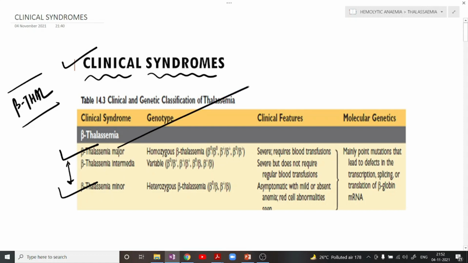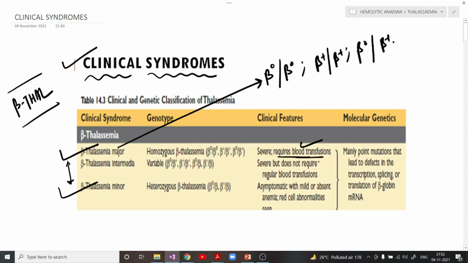Now this beta thalassemia major is a type of thalassemia which is dependent on blood transfusion for survival. Basically the genotype in this case is beta 0 beta 0, or beta plus beta plus, or beta 0 beta plus. The very important thing is that clinically they require blood transfusion for their survival. So this is a homozygous beta thalassemia.